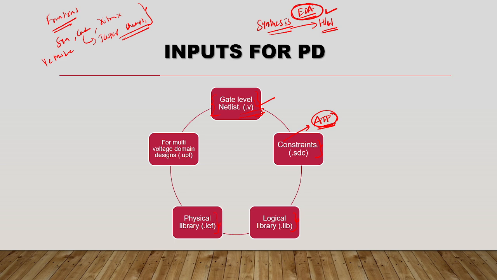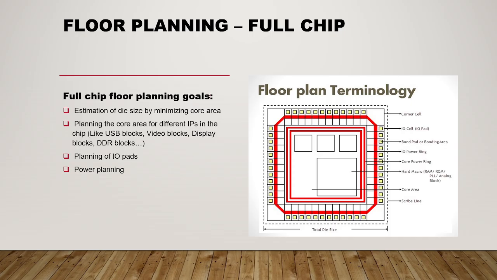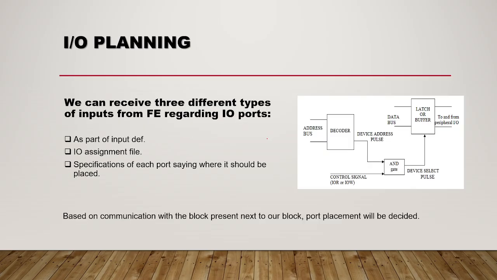Then some logical library files, physical files, .lef files, and multi-voltage domain design files, UPF files. You, the PD people, will take the input from the front end. These are the inputs coming from the front end, and you'll do all those things. You'll do the floor planning, estimate the die size and minimize the core area. Planning for the cores, where the macros should be placed, where the IO should be, IO planning and power planning. All those things you will do in floor planning.